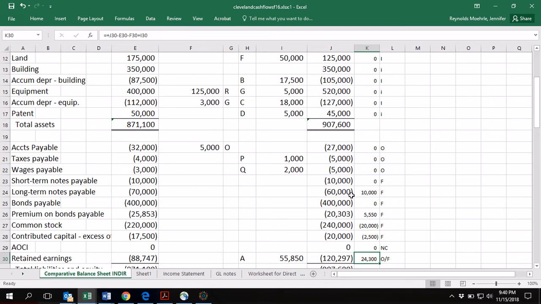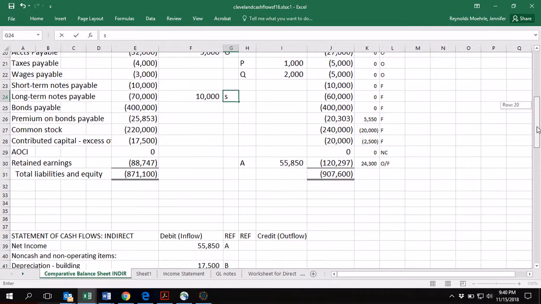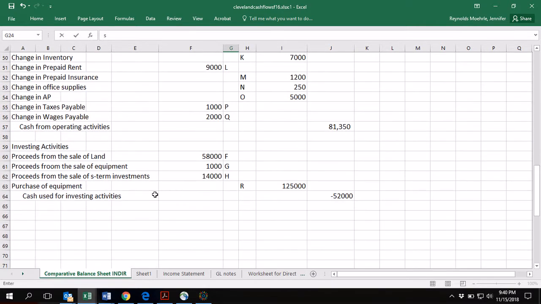The first one I come to is this long-term notes payable, which decreased from the beginning of the year to the end of the year. We know that would happen with a debit. So that is item S, decrease in long-term notes payable. I'm going to start that in my financing activities as retirement of long-term notes. So that is my item S. That would have been a use of cash.